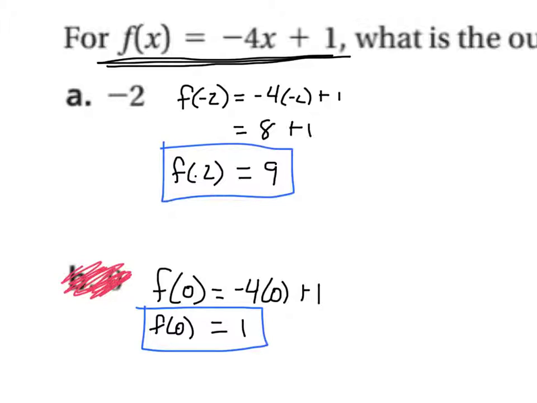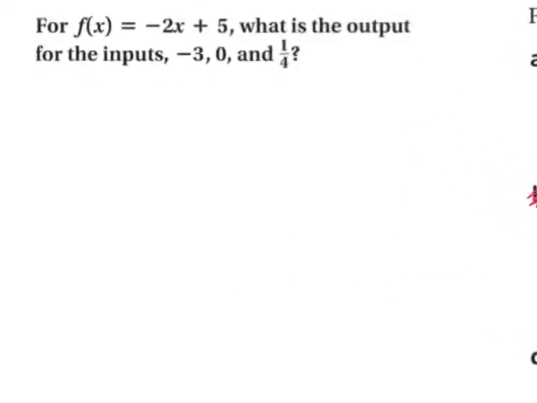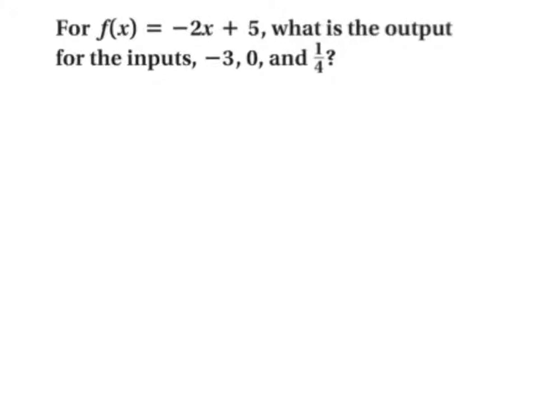So I will give you guys a minute to work this example. Those are 3 different values. So I want you to find f of negative 3, f of 0, and f of 1/4. Do not use your calculator for f of 1/4. I don't want you taking 0.25 times things. Don't use the decimal, use the fraction. Get started.